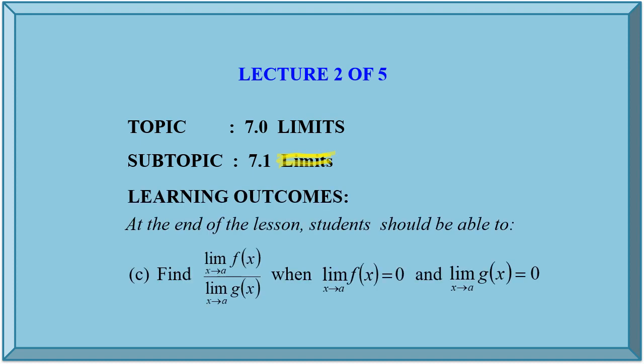Okay, so the learning outcome of this lesson, at the end of this lesson, students should be able to find the limit of f(x) as x approaches a divided by the limit of g(x) as x approaches a, when both limits are equal to 0. So what we have for this result is 0 over 0. So how do we find the limits for this type of function? Okay, operation between two functions. So let's go.